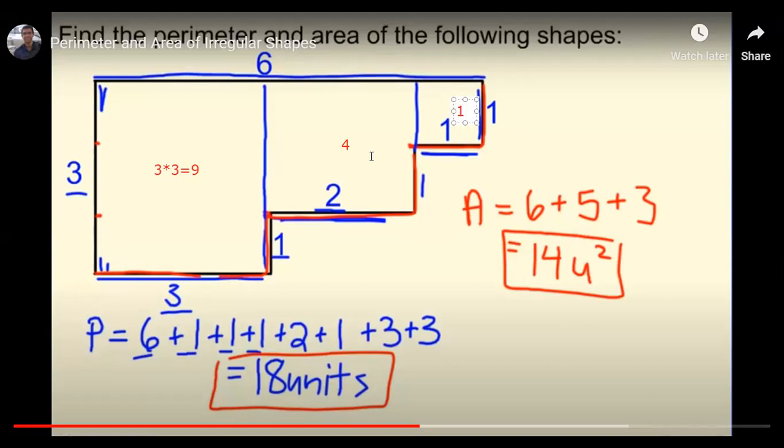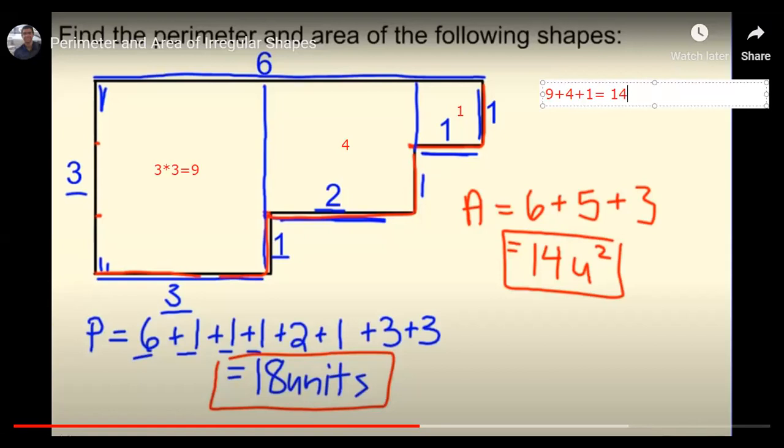Then 9 plus 4 plus 1. So it will be equal 9 plus 4 plus 1. What do you note? Equal 14, right? 14 squared units. What do you note? That they are both the same. Yes, very good. 6 plus 5 plus 3 equals 14 units, and 9 plus 4 plus 1 equals 14 units.